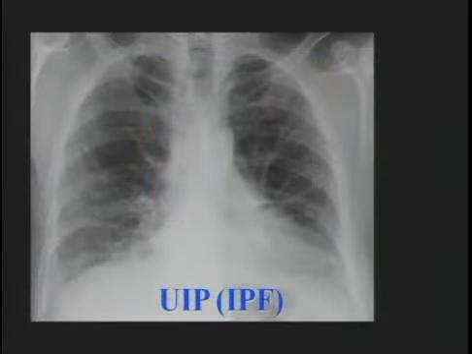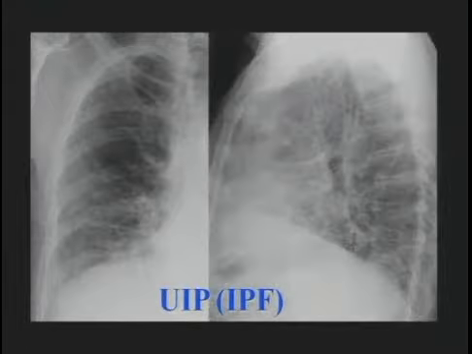This is the plain film appearance of a patient who has UIP-IPF. What we tend to see is a decrease in lung volumes. The lungs look small, and at the lung bases, you see an increase in reticular opacities, although usually you can't figure out exactly what it is you're looking at. This is the lateral view, and again, you can see reticulation that predominates at the bases and in the posterior costophrenic angle.